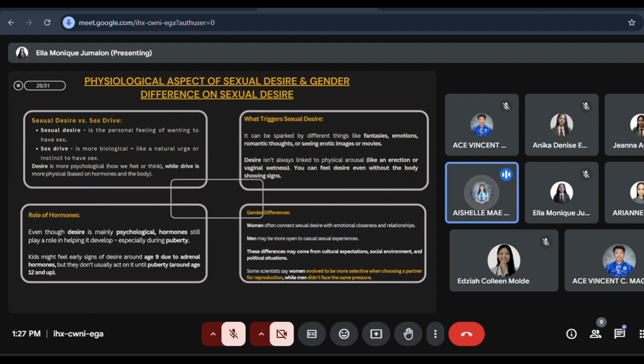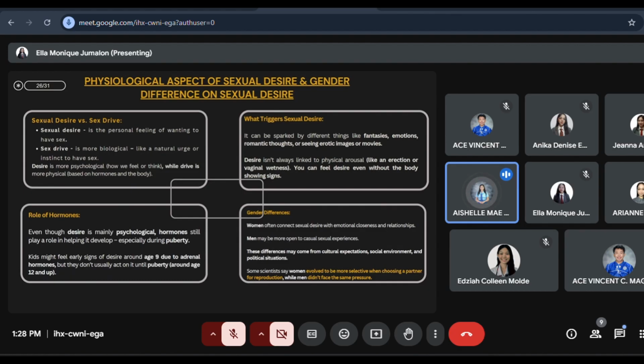So, moving on to the physiological aspect of sexual desire and gender difference on sexual desire. First, let me explain what is the difference between sexual desire and sex drive. So, sexual desire refers to the psychological and emotional experiences of wanting to engage in sexual activity. It is primarily a subjective feeling and may or may not be accompanied by physical arousal, such as penile erection in males or vaginal lubrication in females. This means that someone can feel sexually interested without necessarily experiencing any physical changes in their body.